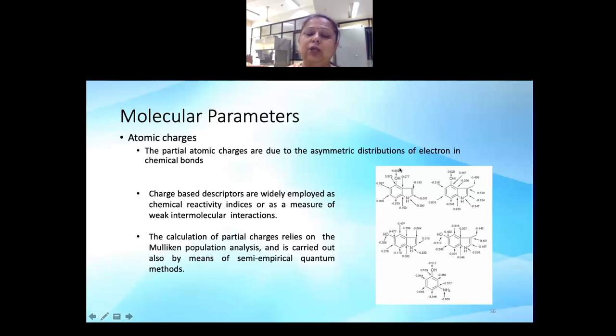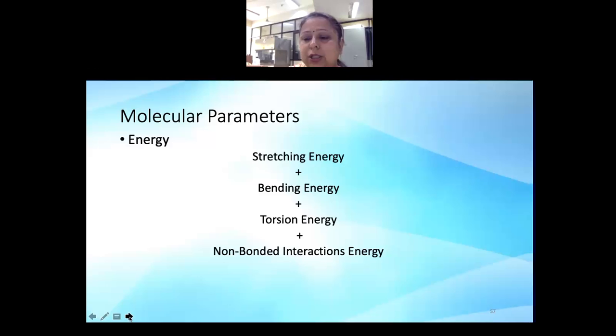So the calculation of partial charges relies on the Mulliken population analysis and is also carried out by means of semi-empirical quantum methods.